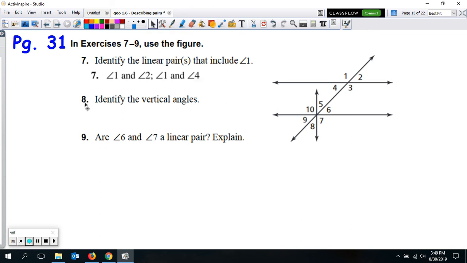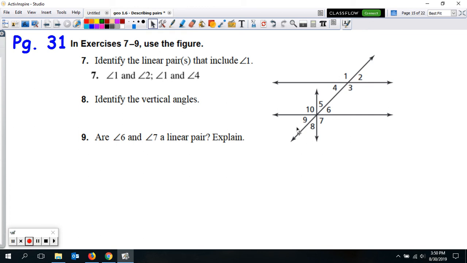Then number 8 says identify the vertical angles, which would be all the vertical angles in this whole entire figure. So right up here, you can definitely see some fairly easily because you just have this X. 1 and 3 definitely are vertical. 2 and 4 are definitely vertical.